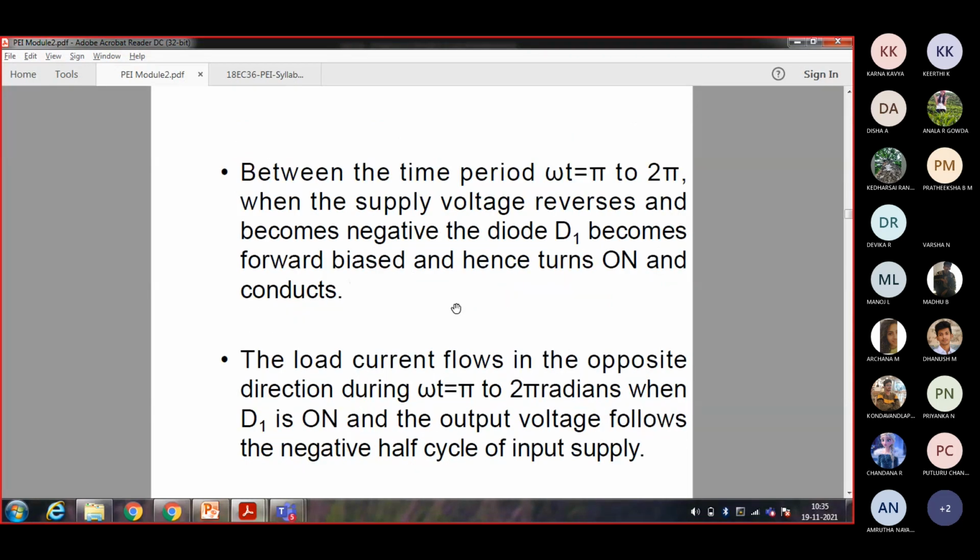Between omega t equal to pi to 2 pi, when the supply voltage reverses and becomes negative, diode D1 becomes forward biased and hence turns on and conducts. The load current flows in the opposite direction during omega t pi to 2 pi radians when D1 is on, and the output voltage follows the negative half cycle of the input supply.